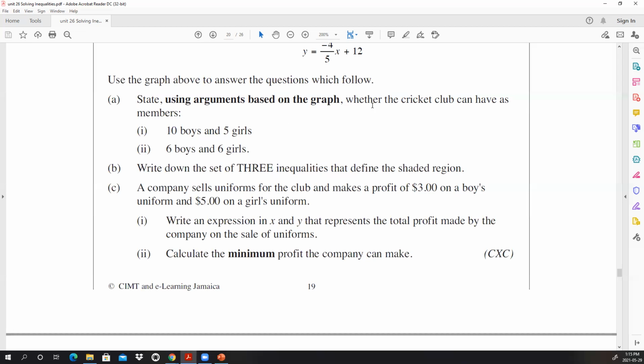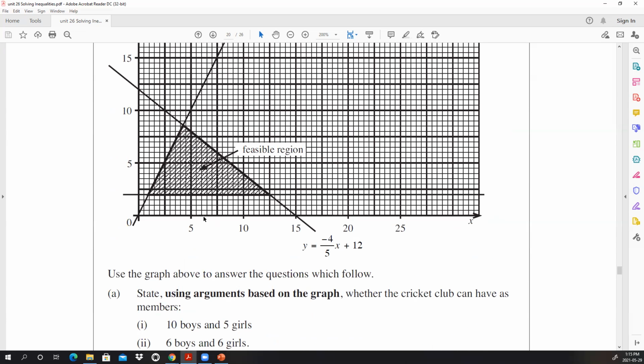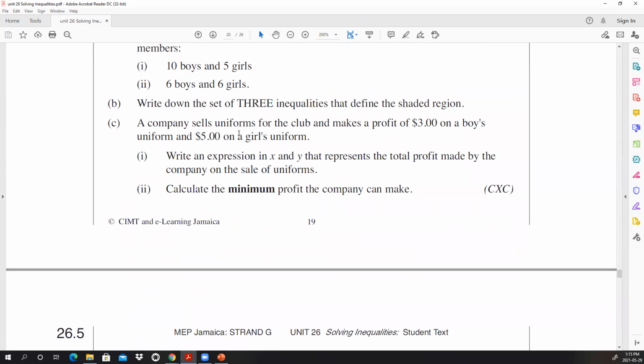6 boys, 6 girls. So whether the cricket club can have 6 boys and 6 girls. When we look, 6 boys will be about here, and then 6 girls will be about here. So this is about 7.5 for argument's sake, and then 6 probably around here, and then 6 here. So definitely we can have 6 boys and 6 girls. They land in the feasible region.